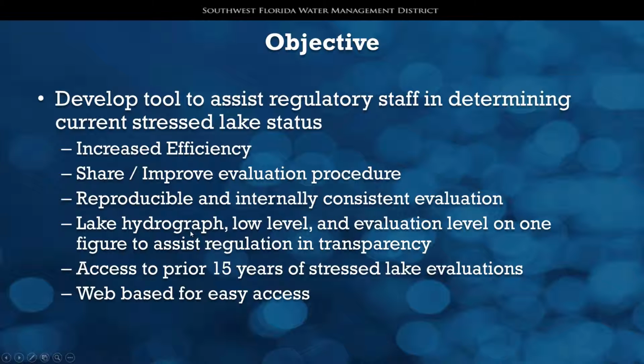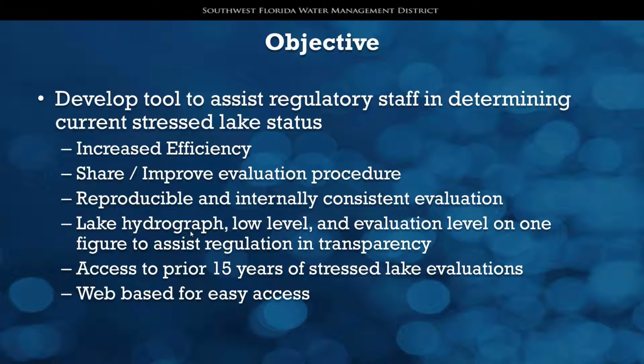Now, some of the things that we'd like to accomplish and why we developed this tool: we'd like to develop a tool to assist regulatory staff in determining current stress lake status. We want to increase the efficiency of this evaluation. Like I said earlier, there's 290 lakes. When you do that manually, it takes quite some time, as well as it introduces human error into the process. Whereas if you have it automated, you have much more efficiency, much more robustness in what you're doing.